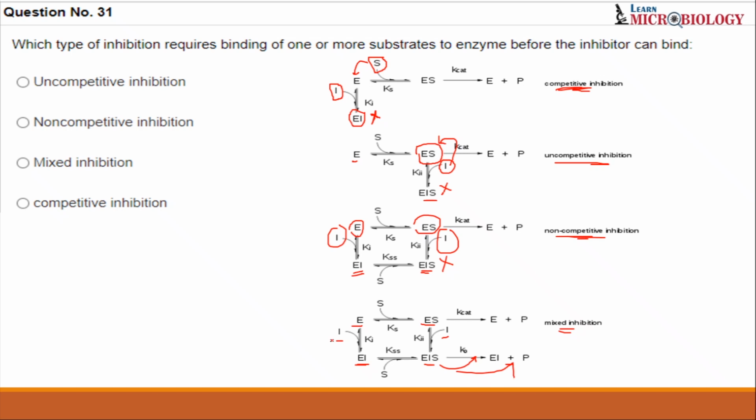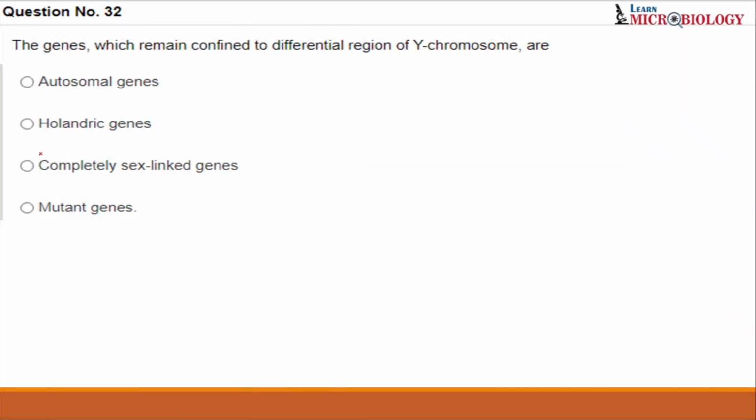Okay, now let's come back to the question. Which type of inhibition requires binding of one or more substrates to the enzyme before the inhibitor can bind? Definitely it will be uncompetitive, because in both uncompetitive and non-competitive the inhibitor binds to the enzyme substrate complex, but in case of non-competitive, the inhibitor can also bind to a free enzyme. Hence the answer will be uncompetitive inhibition. Let's move on to the next question. The genes which remain confined to the differential region of the Y chromosome are dash.